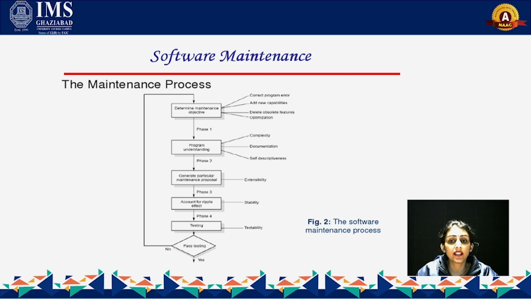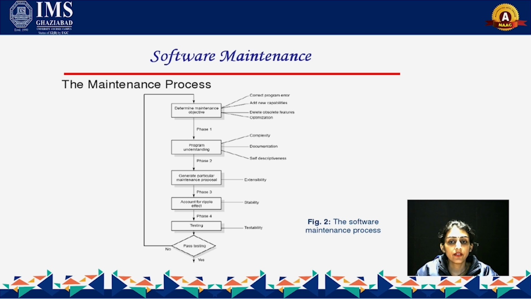That is, they have to understand what the software is and how it is working. In order to understand that, they have to understand the complexity of the software, the documentation of the software, and the self-descriptiveness of the software. Then in phase 2, they have to generate a maintenance proposal, that is, how they are going to do the maintenance. An entire proposal has to be generated and given to the customer, stating the time required and the cost required for the maintenance.